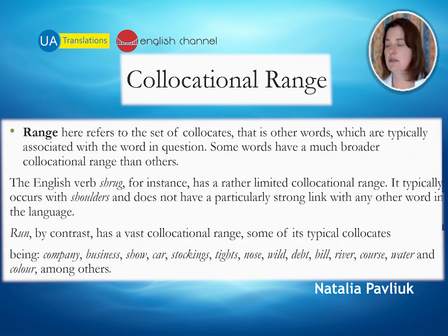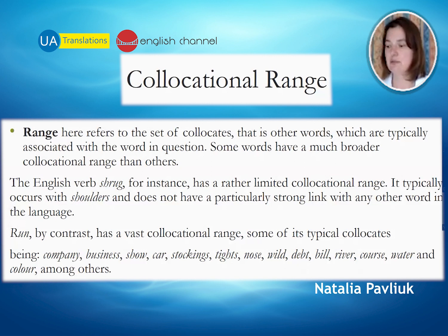There is a certain range of collocations. What does it mean? It means that one and the same word can have a great number of words that go together with it, or a small number of words. And it depends on certain criteria I'll mention a bit later. So range here refers to the set of collocates, that is, other words which are typically associated with the word in question. Some words have a much broader collocational range than others.